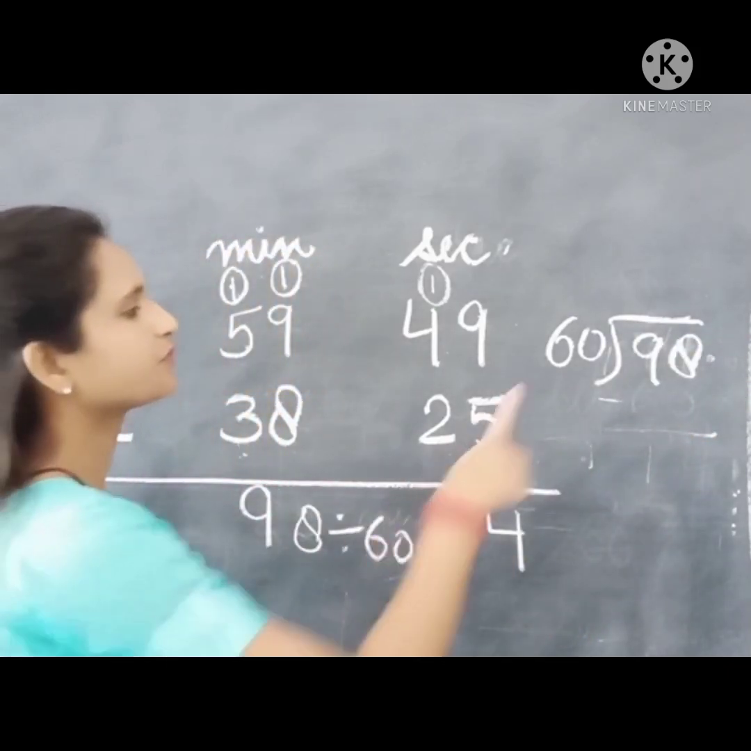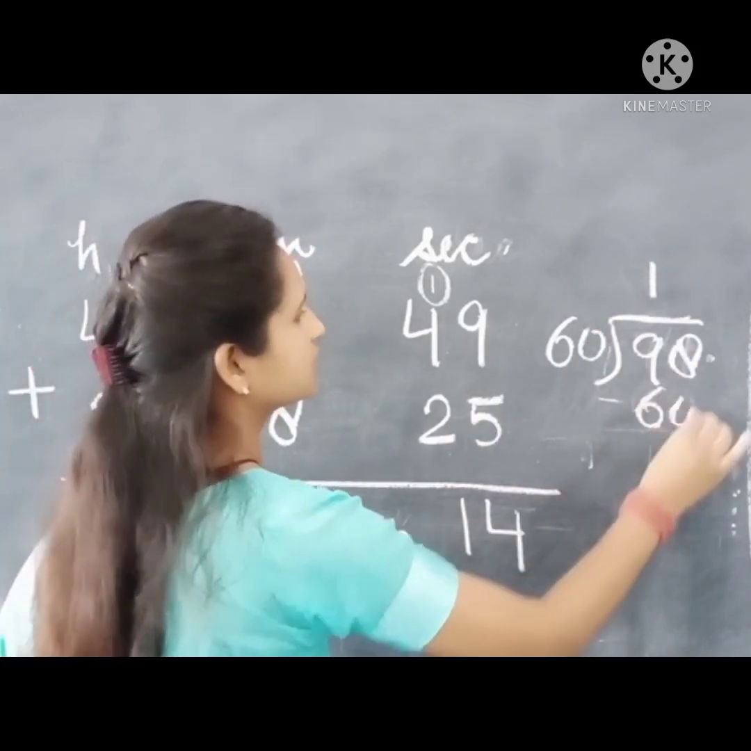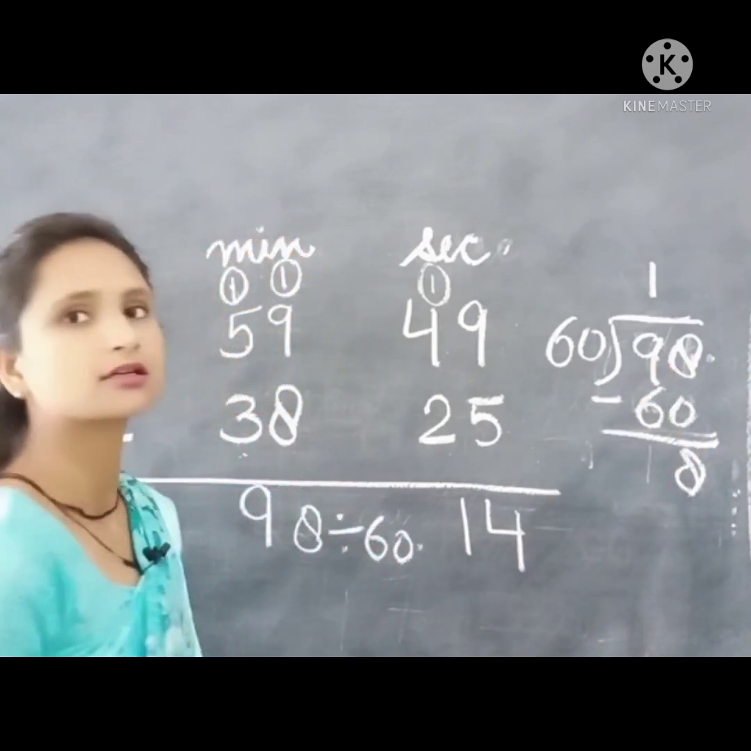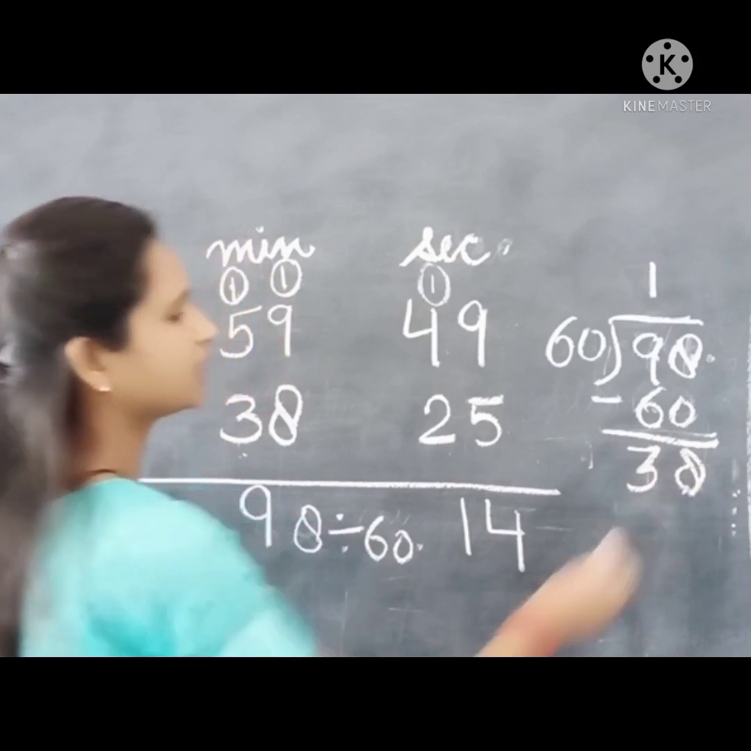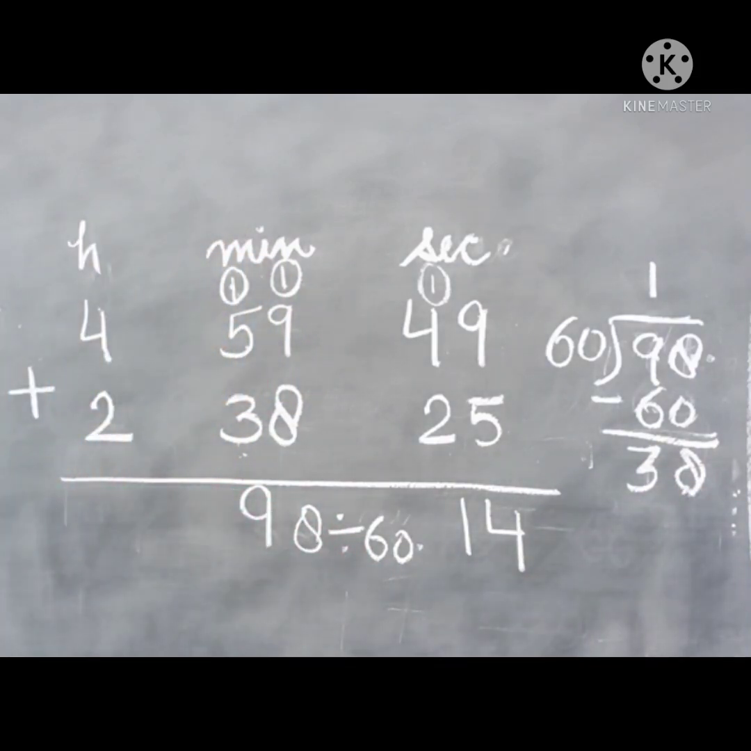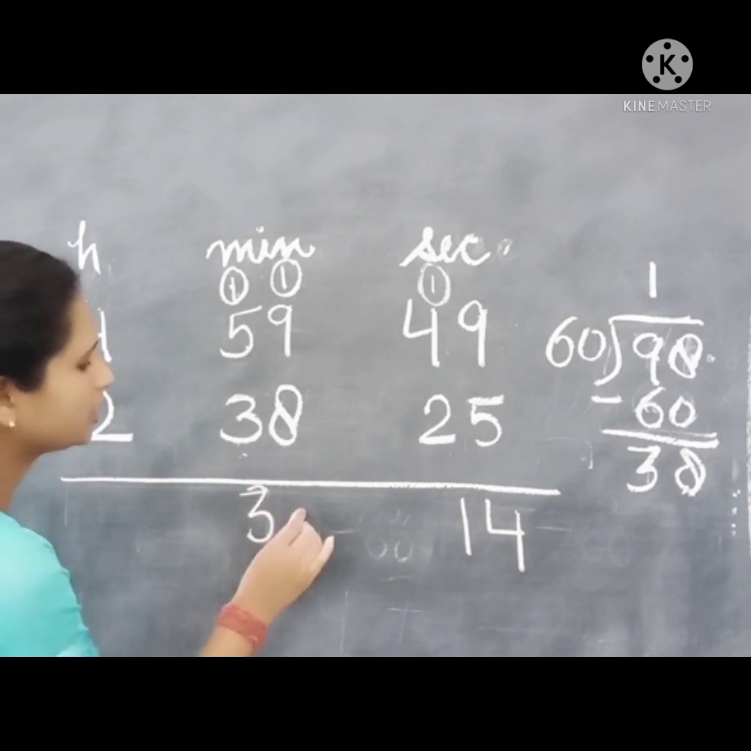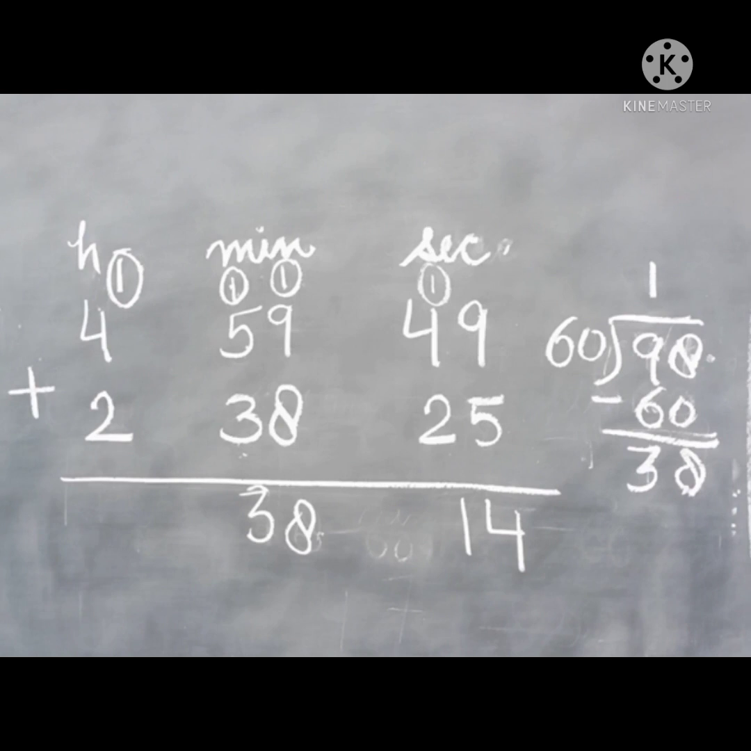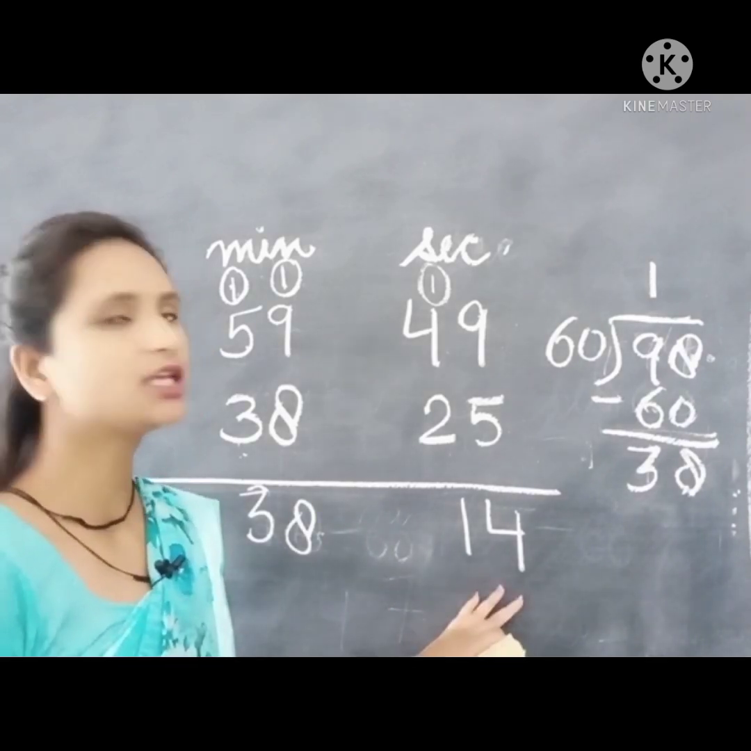So let us divide it. 60 ones are 60. Okay. 8 and 9 minus 6, 3, 38. Now we have to rub this and we have to write here 38, and 1 will go here as carry. Now 4 plus 2, 6 plus 1, 7. So we have our answer: 7 hours, 38 minutes and 14 seconds.